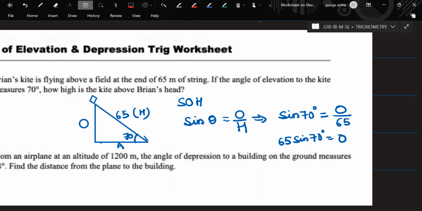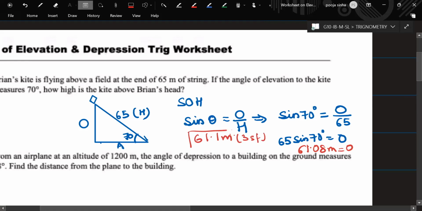Miss, it's 61.1. 61.1, yeah. So you must have got 61.08 meters is equal to O, but we are going to convert that into 3 significant figures. So 61.1 meters in 3 significant figures. That's your answer. Yeah, so coming back to Ash.